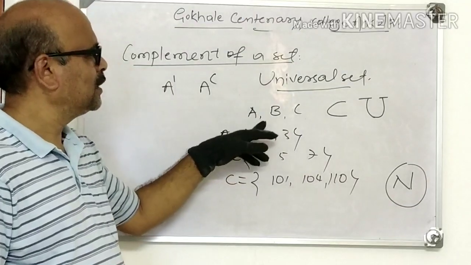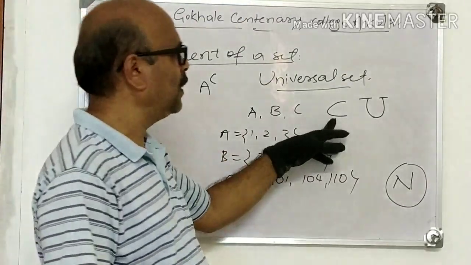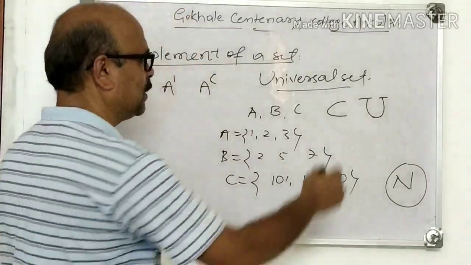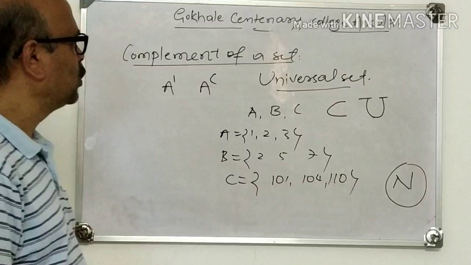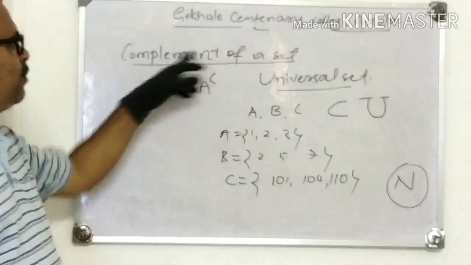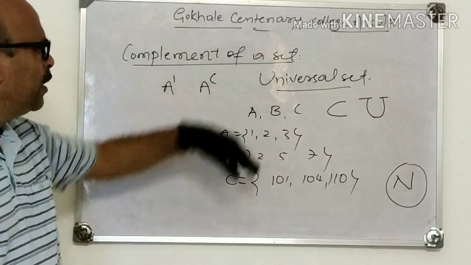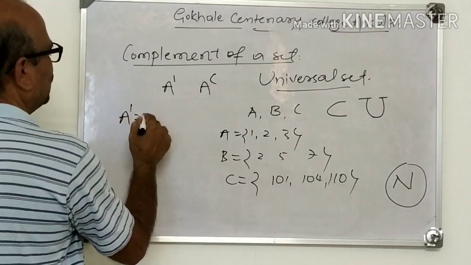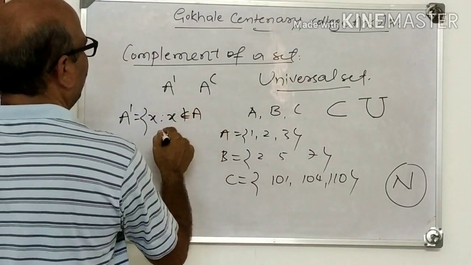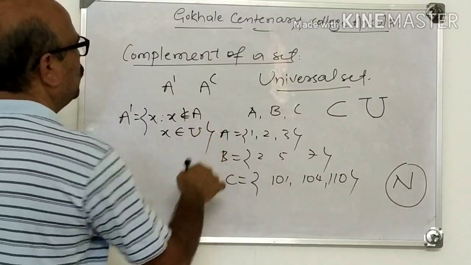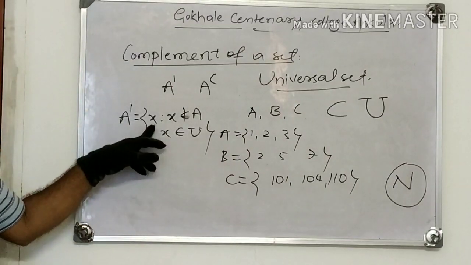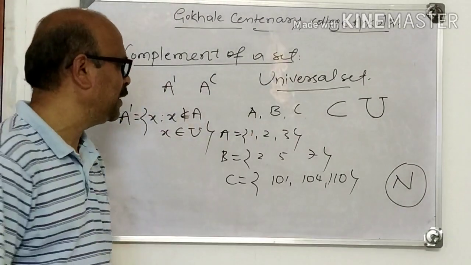All these sets which are in discussion are subsets of a big set, and that is called the universal set, and it is denoted by this notation here. So one more definition: universal set. Now we define what is the complement of a set. The complement of a set is denoted by A dash. It is the set of all x such that x doesn't belong to A and x belongs to the universal set. This is the definition.